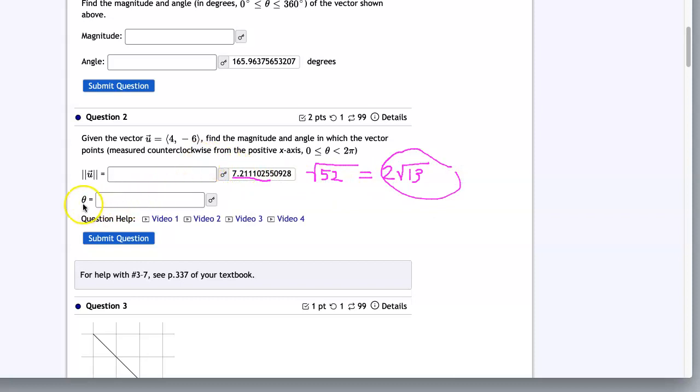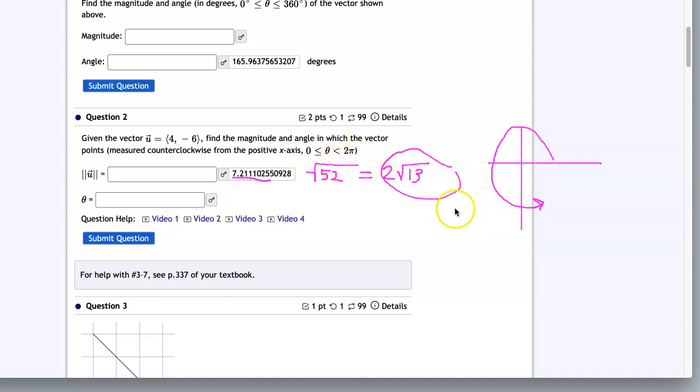Okay, now for theta, remember 4, negative 6 is going to be in the fourth quadrant. So when you go down to the fourth quadrant, just make sure that your theta value is in the fourth quadrant. Make sure that you're going counterclockwise. You'll go all the way around, and you should end up with a positive answer. Your answer needs to be between 0 and 2 pi.